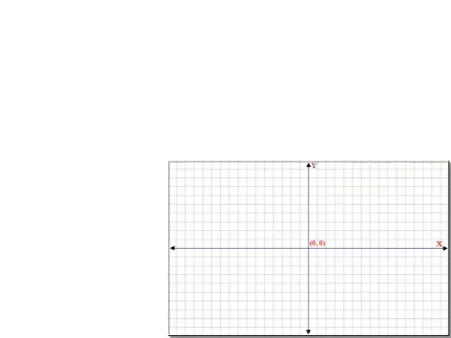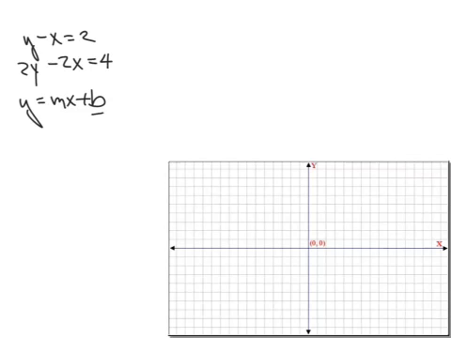So we're going to jump to example 81.5 where we have y minus x equals 2 and 2y minus 2x equals 4. Alright, neither one of these are in y equals mx plus b form. We can make them that way, they're just not in that form yet. So let's look at the first one. What is the problem there? Why isn't it in y equals mx plus b? Well, the y isn't by itself.